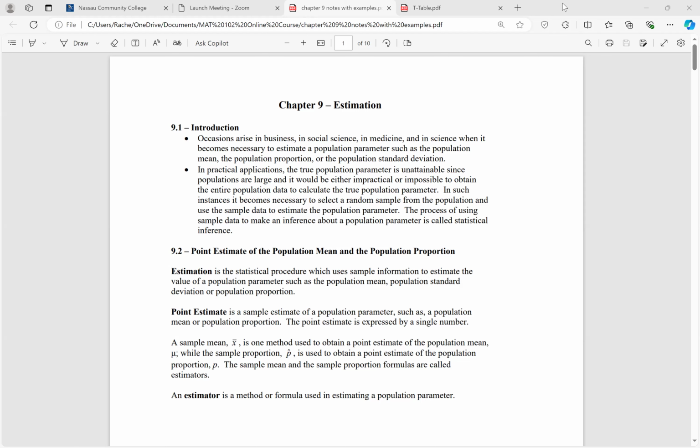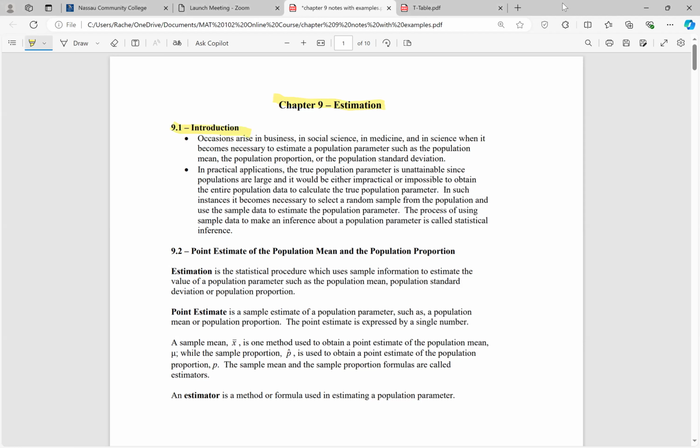But we always have to keep in mind that when we're estimating something, it's not going to be exact, right? And sometimes it might not be a great estimate. Sometimes it could be off. So we're going to talk about how we could use probability in order to be confident that we're coming up with a good estimate for these unknown parameters.